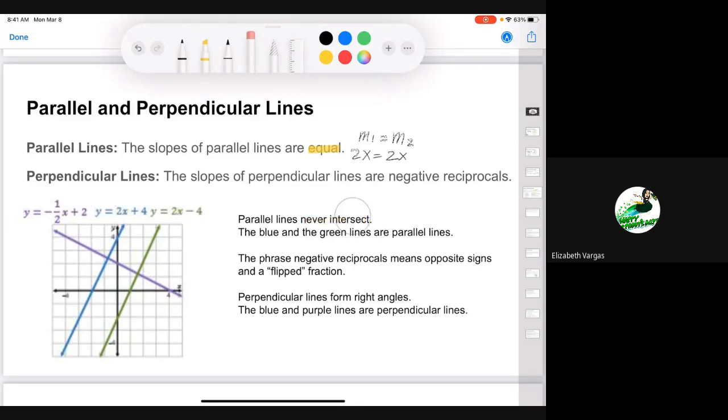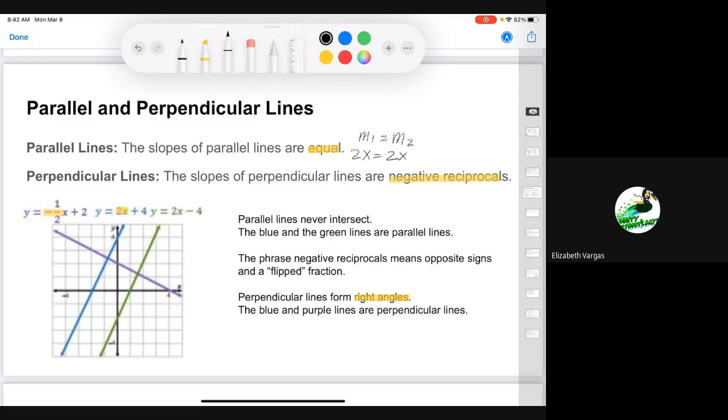But what about perpendicular lines? Well, the slopes of perpendicular lines are negative reciprocals of each other. And what are perpendicular lines? Perpendicular lines are two lines that intersect each other at right angles. And in this instance, the blue and the purple lines are perpendicular. So this one and this one would be perpendicular. And the way we know that those are perpendicular to each other is because they are negative reciprocals of each other.